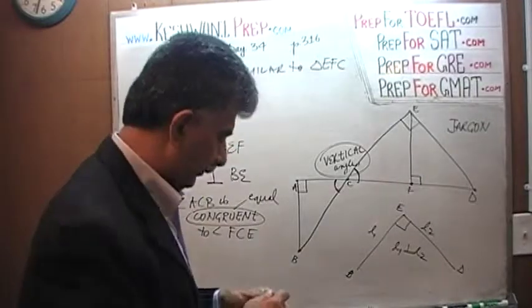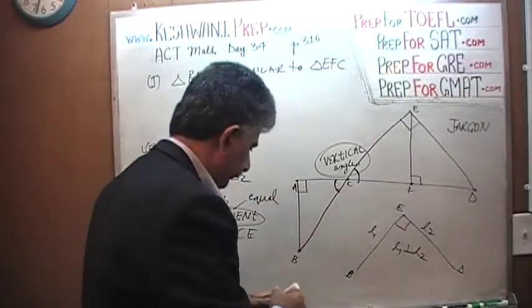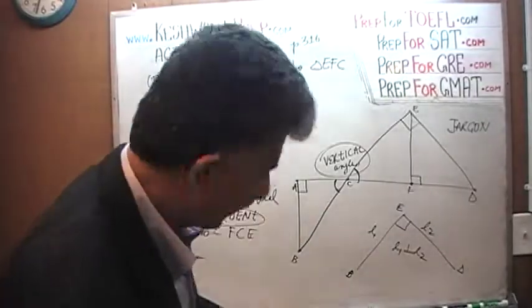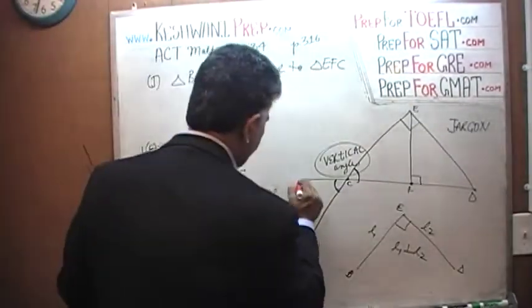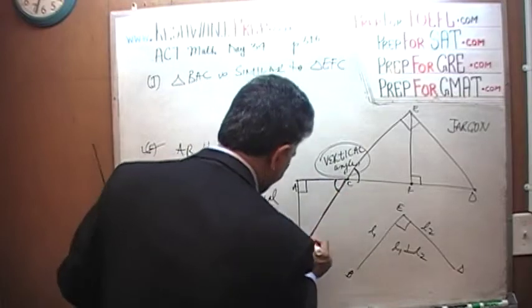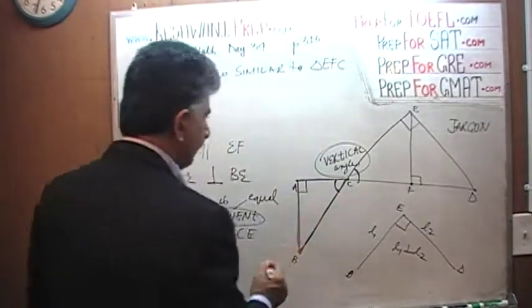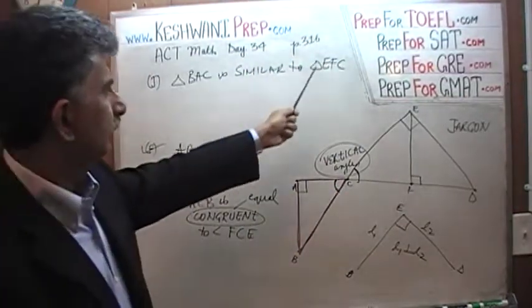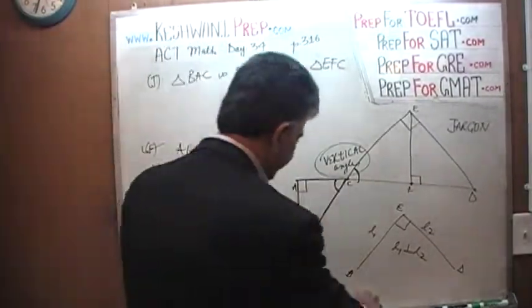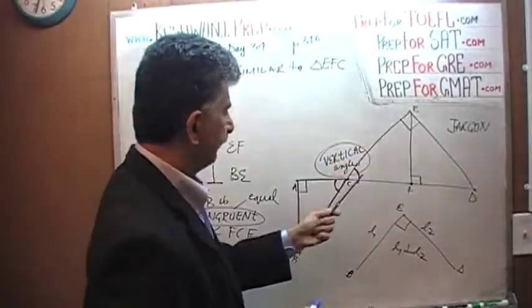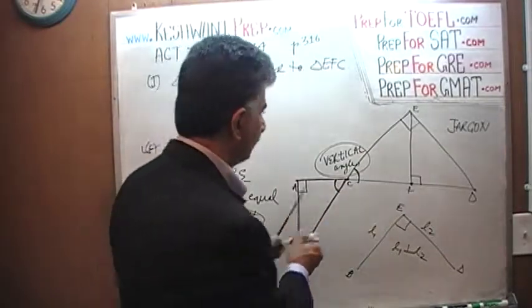I'm going to change the color. Let's look at these two triangles. BAC, where is B? BAC, we're talking about this triangle right here. This triangle right here, we are told, is similar to EFC. Where is EFC? Oh, EFC is right here. We're talking about these two triangles.